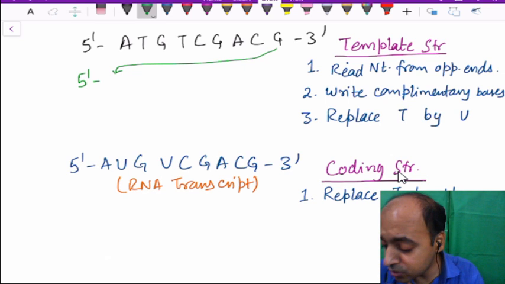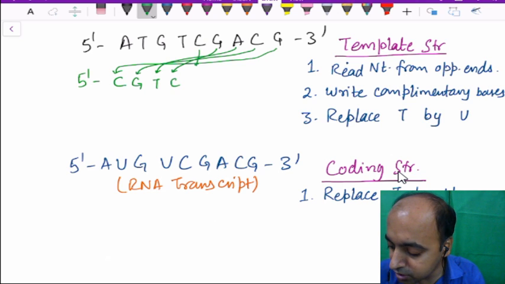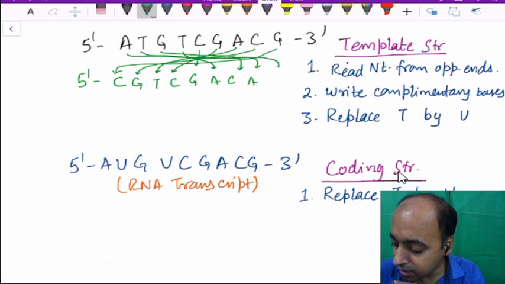So in place of G, we are going to write C. In place of C, we are going to write G. In place of A, we are going to write T. In place of G, we are going to write C. In place of C, we will write G. In place of T, we will write A. In place of G, we will write C. In place of T, we will write A. And in place of A, we will write T.